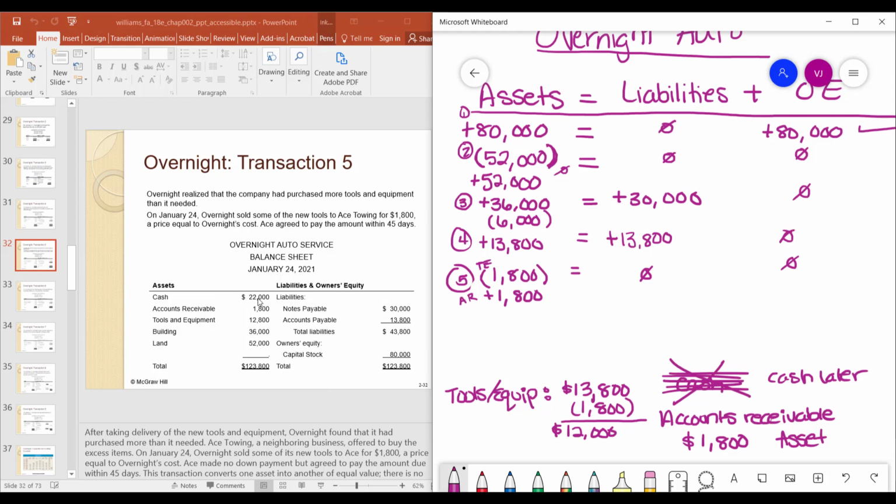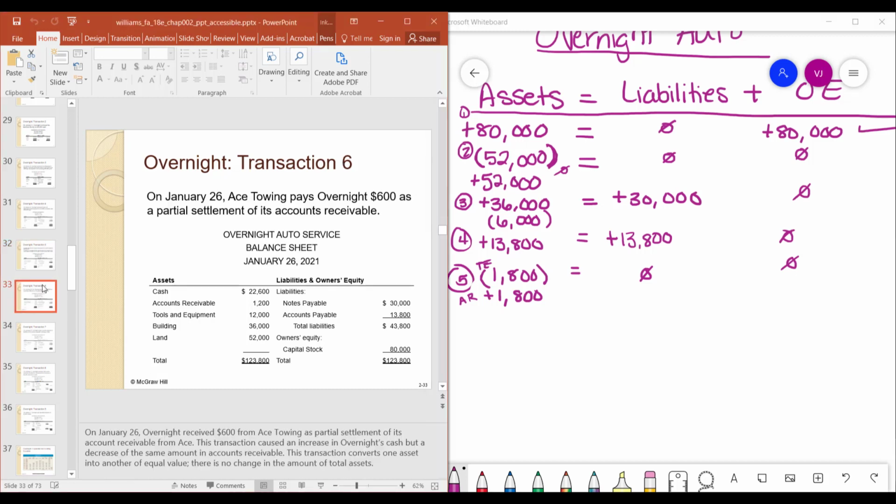Once again, our cash account was untouched. The only thing that changed here on the left is all of a sudden we have now an accounts receivable account with a balance of $1,800. And we have a tools and equipment account that fell from $13,800 down to $12,000. And nothing changed on the right. Okay? I'm going to get rid of this work once again. Bear with me.